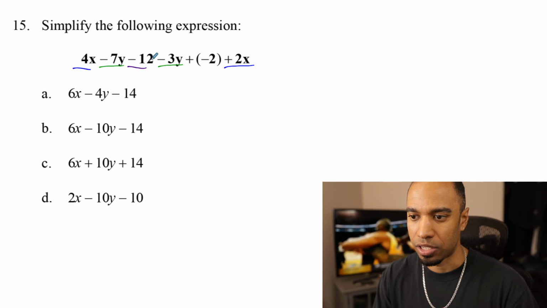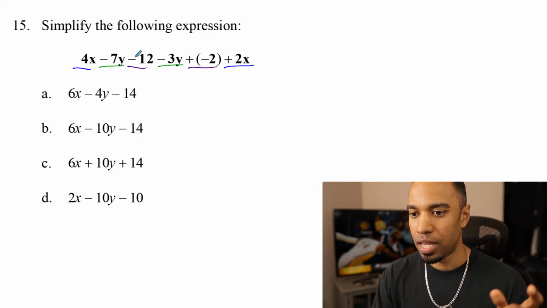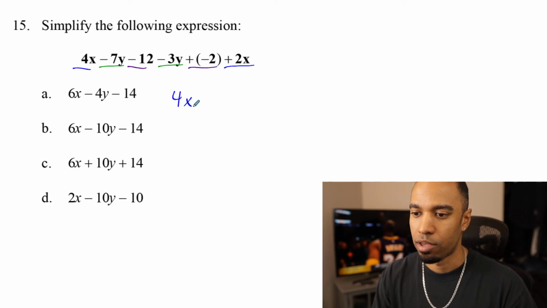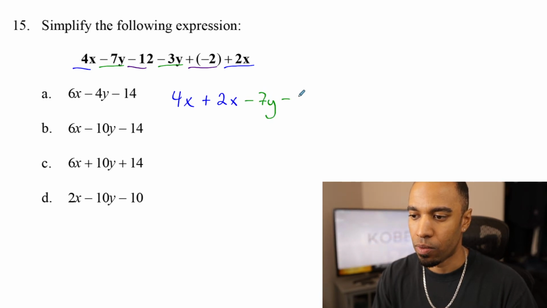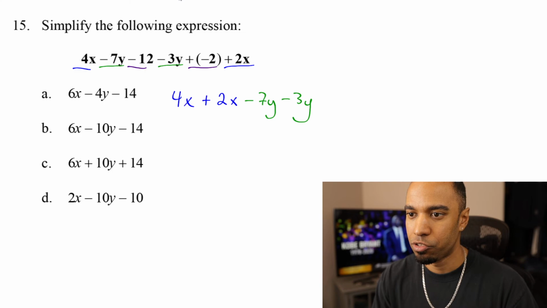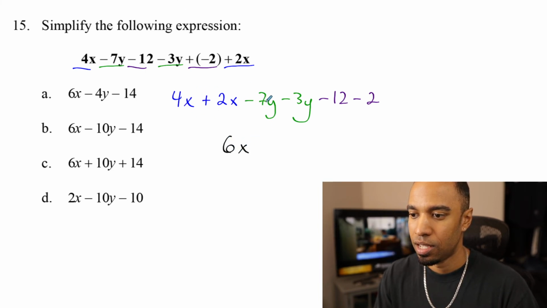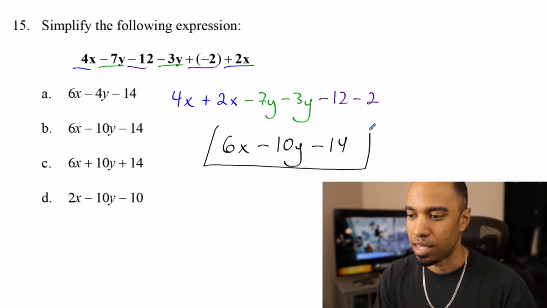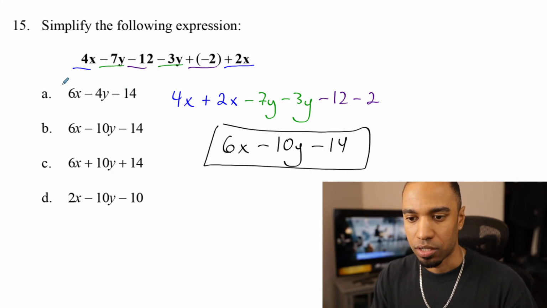One thing I want to stress, and I want you to pay close attention to, is the fact that I'm underlining the sign that is in front of the variable as well, because that is the one that affects the variable. So I have 4x plus 2x for the x's. I have negative 7y minus 3y for the y's. And then I have negative 12 plus a negative 2, which is negative 12 minus 2, for the constants. When I combine like terms, 4x plus 2x is 6x, negative 7y minus 3y is negative 10y, and negative 12 minus 2 is negative 14. So that is my simplified expression, not a solution. I think that's A.